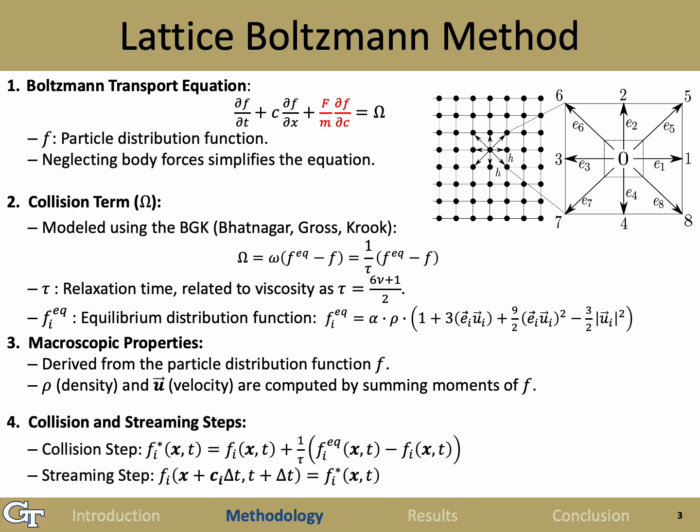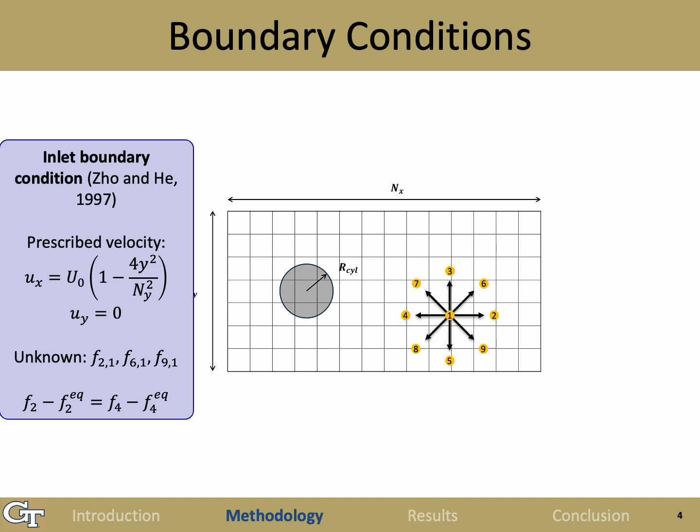The lattice-Boltzmann method occurs in two steps. In the collision step, the particle distribution relaxes towards equilibrium, accounting for particle interactions, and in the streaming step, these distributions propagate to the neighbouring lattice nodes. A D2Q9 lattice is used for this simulation.